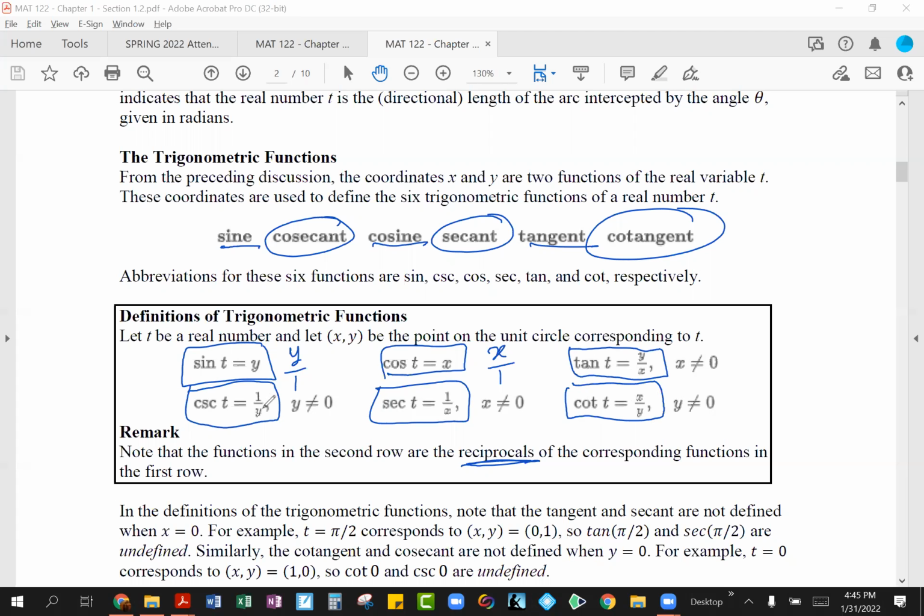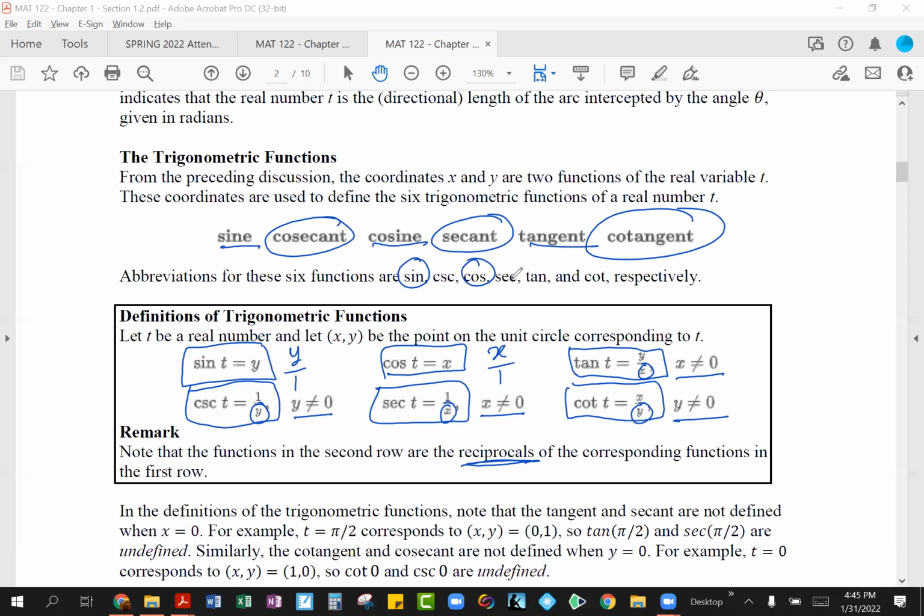And then anything that's going to be in the denominator, we don't want those numbers to equal 0. So that's why you will say here, x is on the bottom, so we say x cannot be 0, y is on the bottom, y cannot be 0. So just be careful about that as you're working through these functions. And so this is where we first introduced this idea of these 6 trigonometric functions. And as you can see, these are the abbreviations.